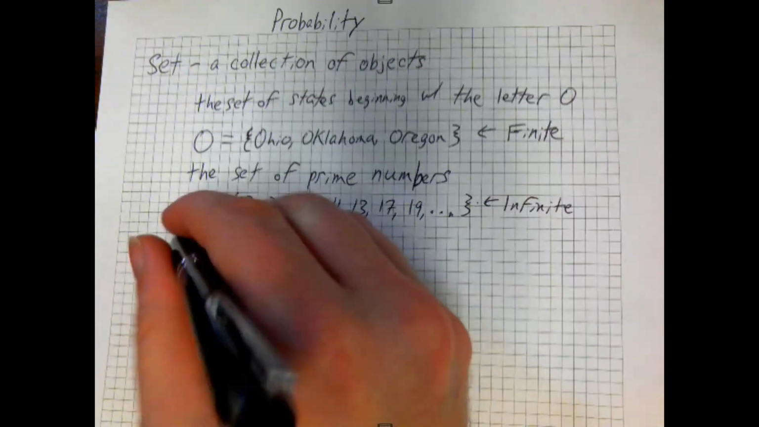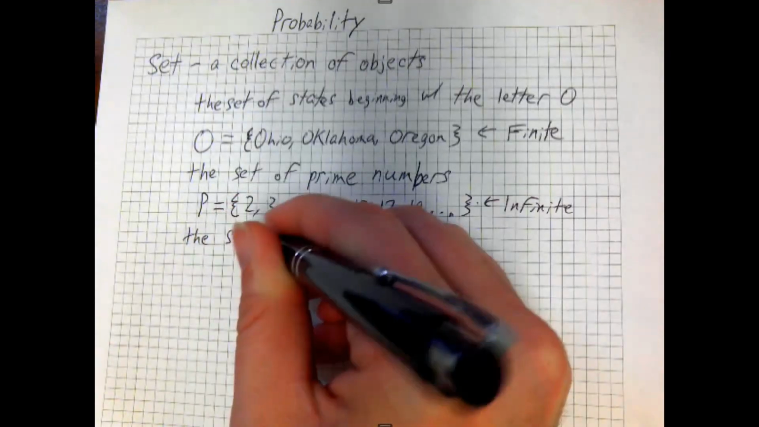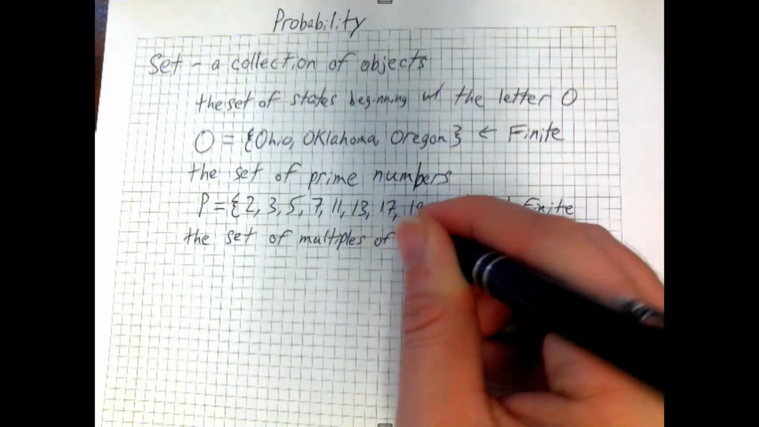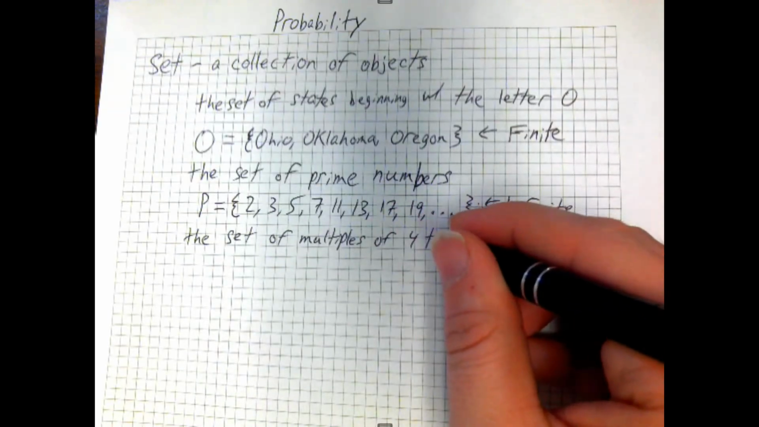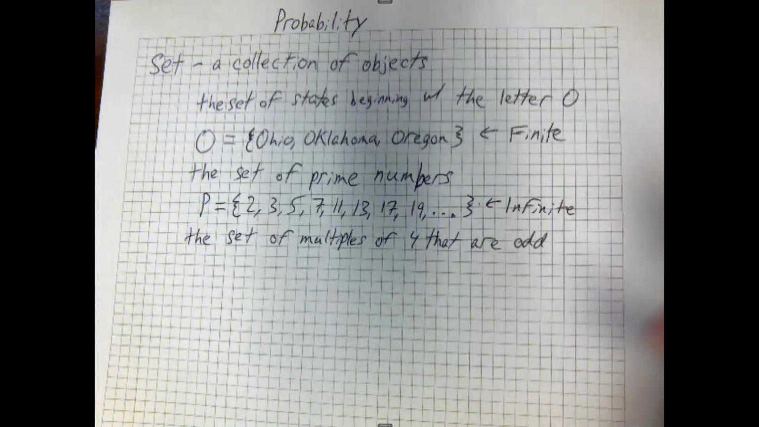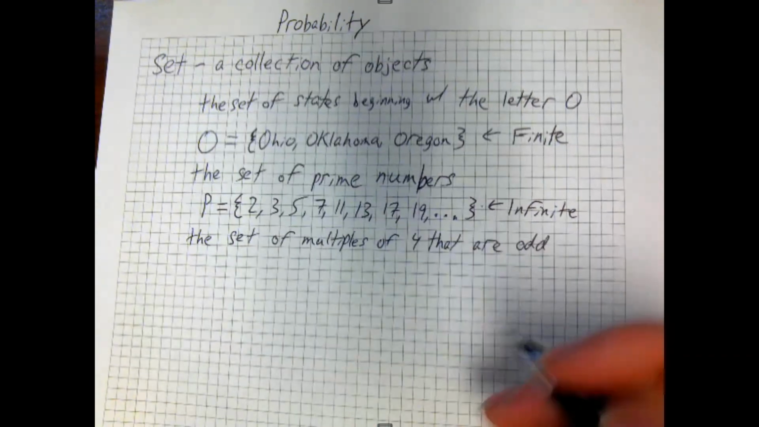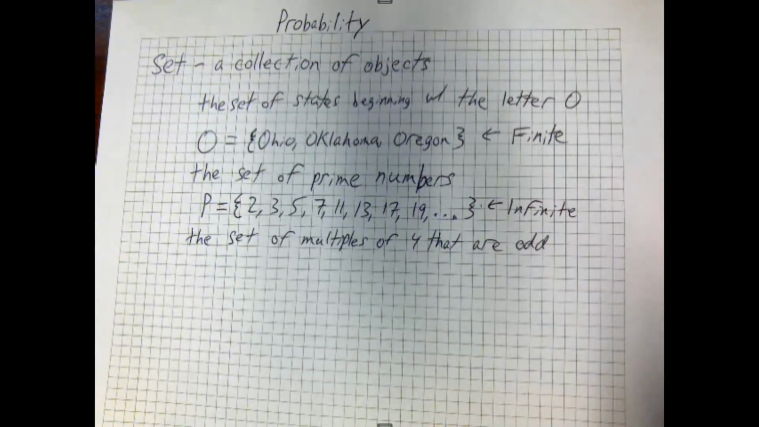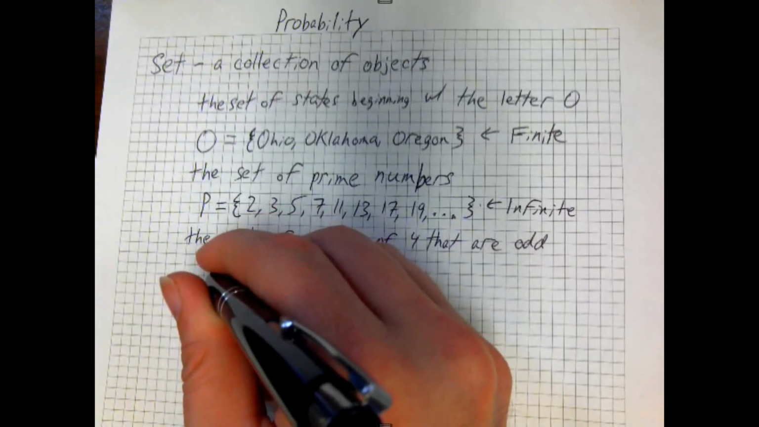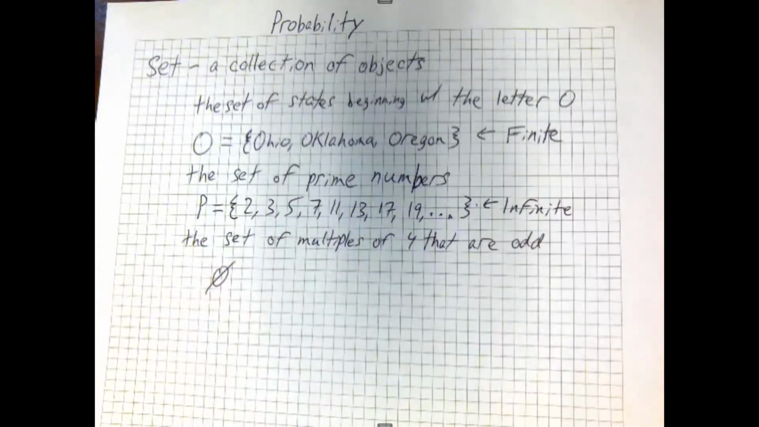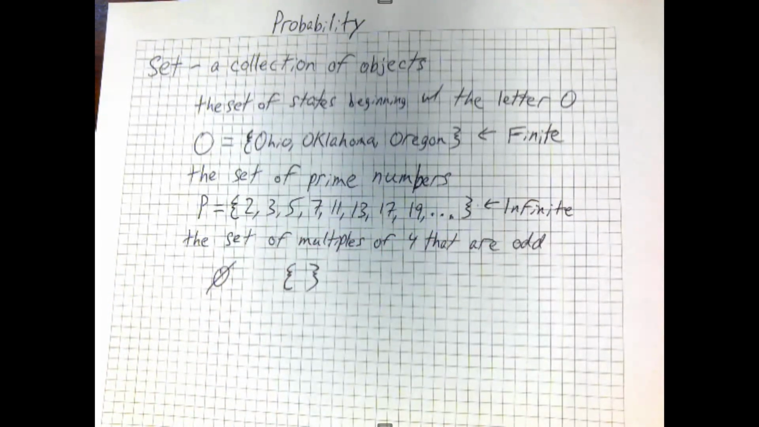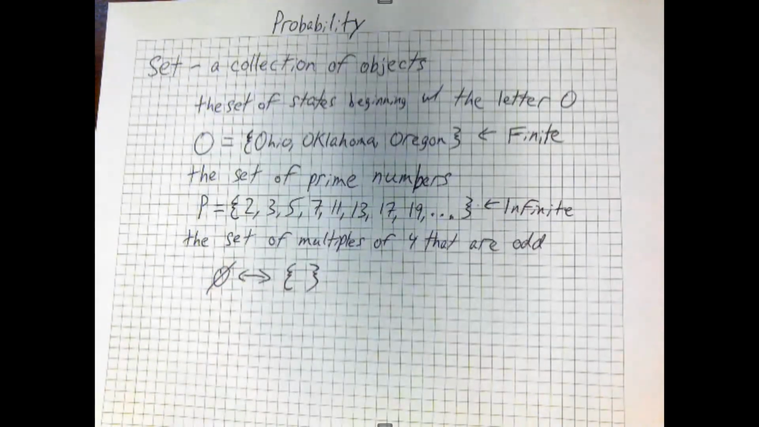And if we had something like the set of multiples of 4 that are odd, there are none, right? Multiples of 4 are 4, 8, 12, 16, 20, 24. All of these are even numbers, and they always will be because 4 is an even number. So this would be an empty set or a null set, and we could show it that way, or you could write brackets with nothing in between them. Either one of these would be a way of showing an empty set.